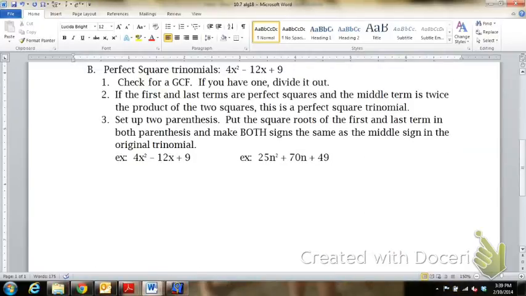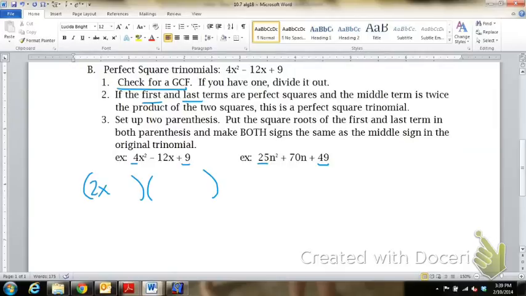Now, the next type is perfect square trinomials, which are harder to identify, but always check for GCF. That's the first step in everything. But if the first and the last terms are perfect squares, so like 4 is a perfect square, 9 is a perfect square, 25 and 49, then usually this is a perfect square trinomial. So we're going to see what we can do here.